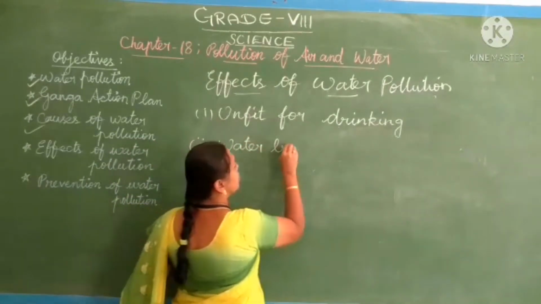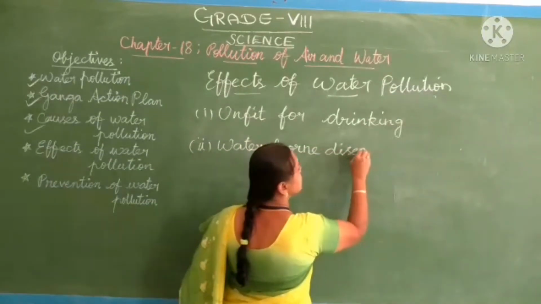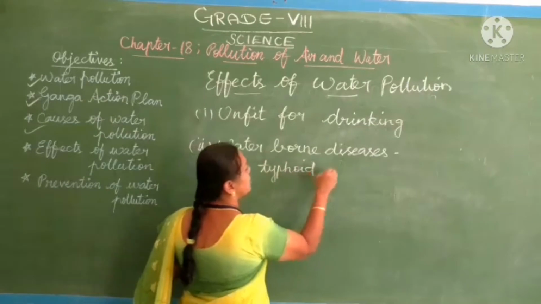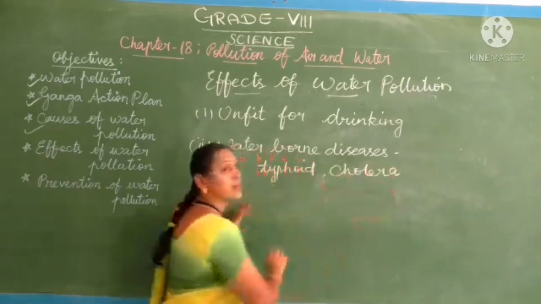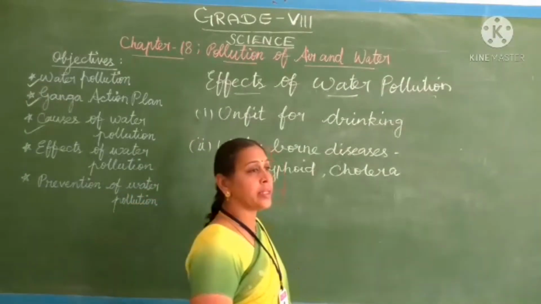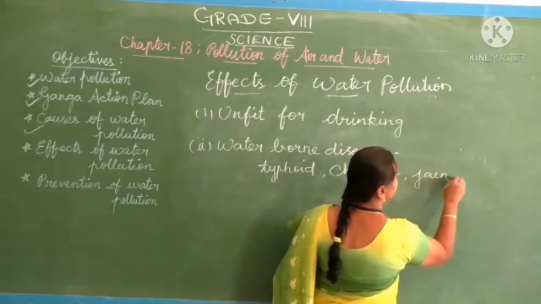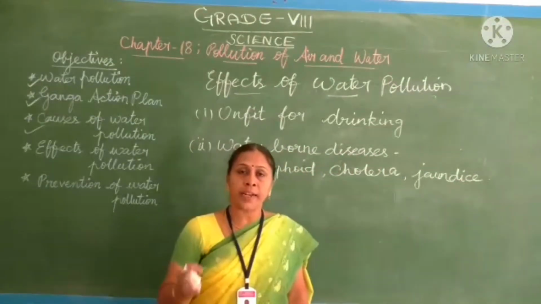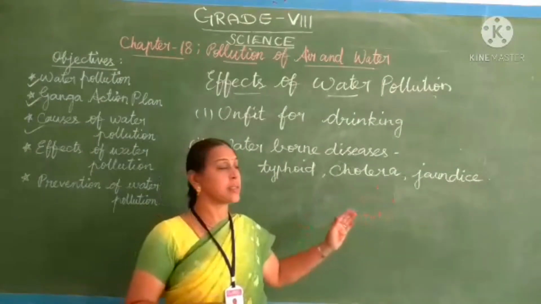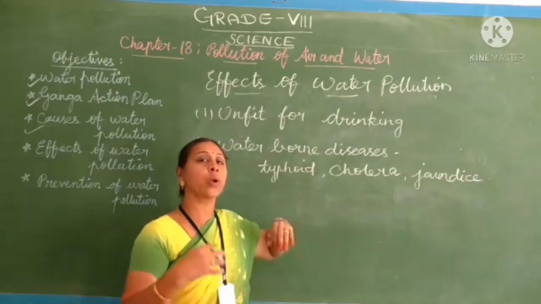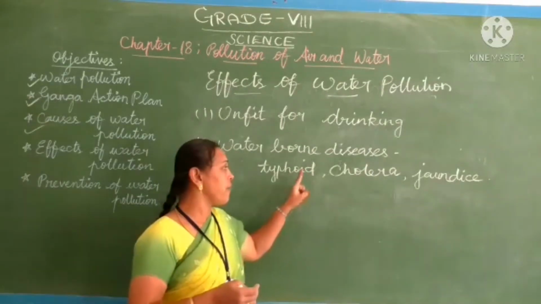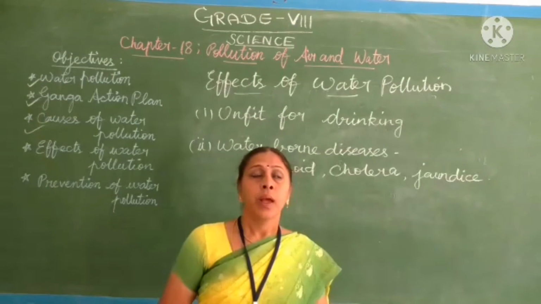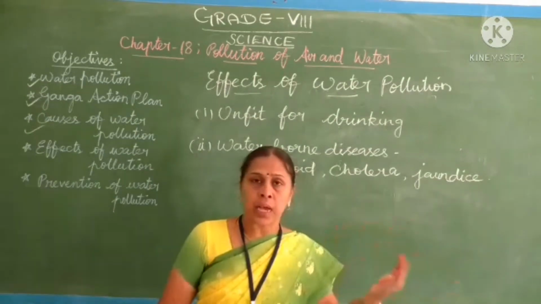Waterborne diseases. That means what? Many diseases that come because of polluted water, like typhoid, cholera, then jaundice, everything will come because of the polluted water. If the water is not pure, if it is not fit for drinking, what are all the diseases caused? That is called waterborne disease, that is typhoid, cholera, jaundice and all. So the water should be purified. And this is in the case of rivers or ponds or lakes like that.